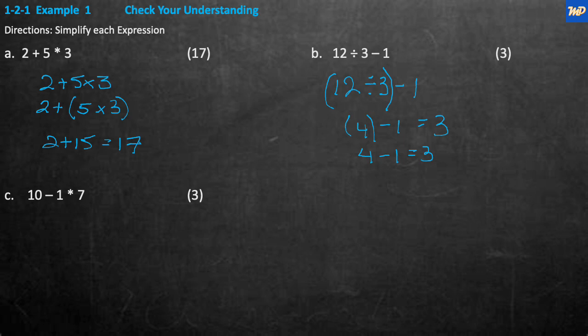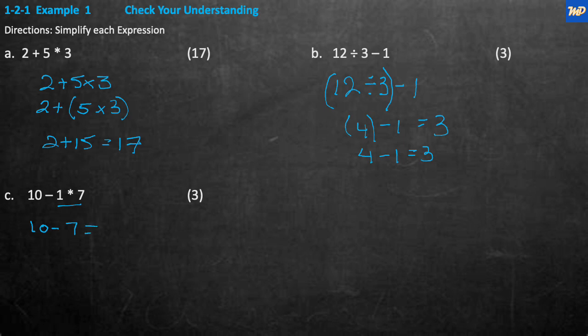I'll do this one without putting parentheses in. So do you do the multiplication and division or subtraction and addition first? We do the multiplication first. So we have 10 minus 1 times 7 is 7.